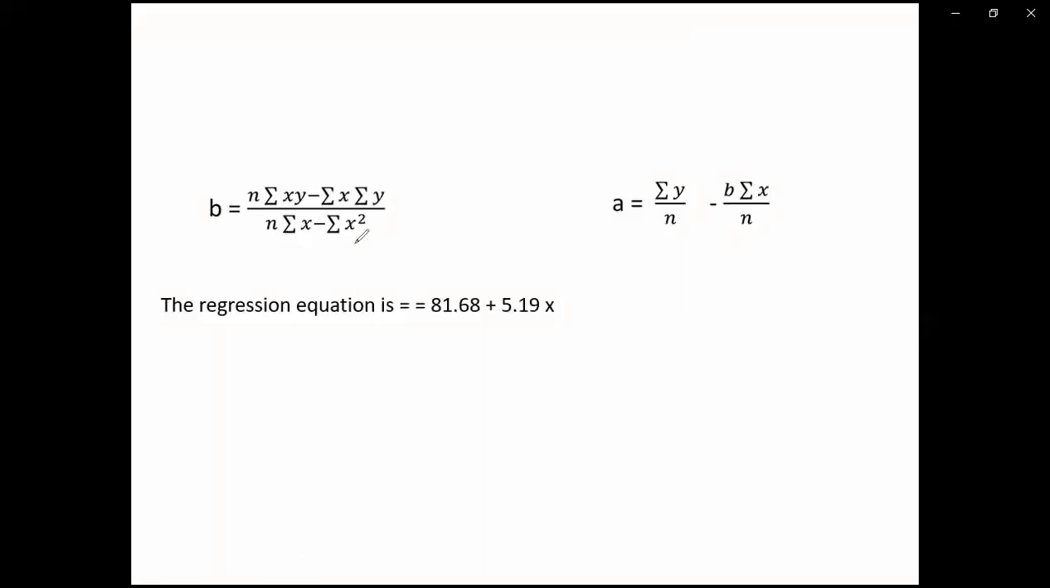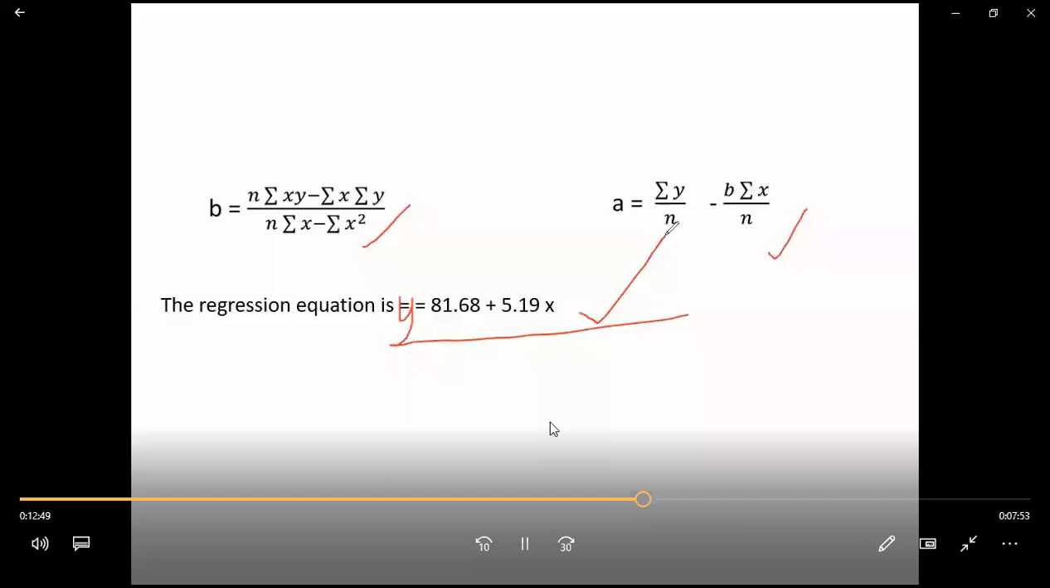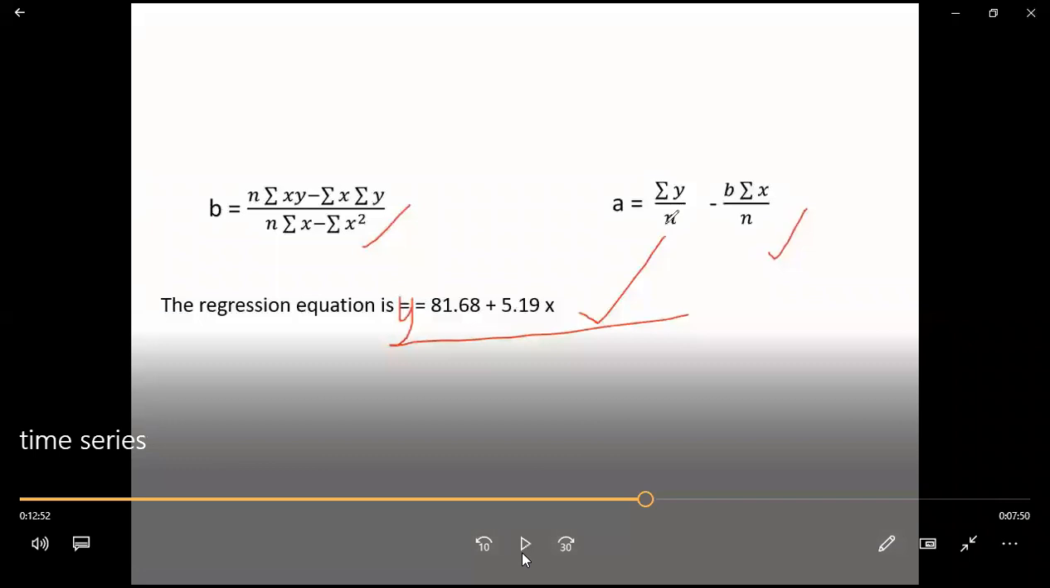Okay, so we have our beta equals to that, and alpha or A equals to this. Good, and then estimating from there, we have this model that Y equals 81.68 plus 5.19x. Okay, so please write this model down from your end. You have to work. Take note of the model, okay?